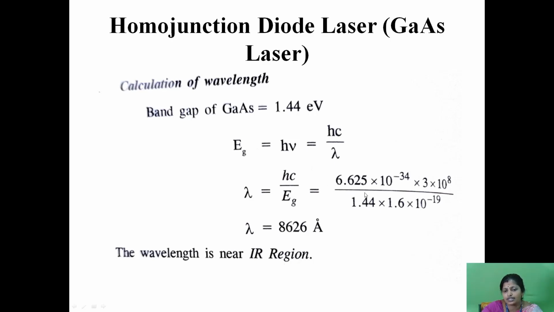We substitute the constant values: h is 6.625 into 10 power minus 34, c the velocity of light is 3 into 10 power plus 8, divided by the forbidden energy gap 1.44 electron volt, where 1 electron volt is the charge of 1 electron, 1.6 into 10 power minus 19 coulomb. Simplifying, the wavelength of this homojunction diode laser beam is 8626 Angstrom. This wavelength is near the infrared region.